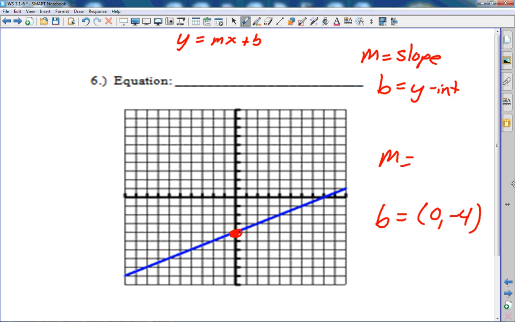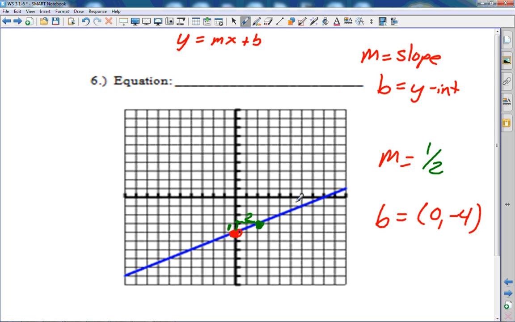Now to find the slope. I need to find another point on the line. What I like to do is start at the y-intercept. I like to go up 1 and over 1 and see if it's on the line. It's not. I need to go over more. What if I go up 1 and over 2? Ding, ding, ding. Up 1 and over 2. So my slope is 1/2.